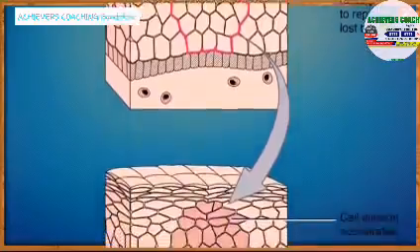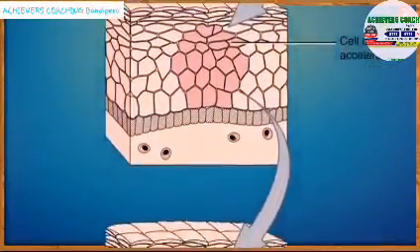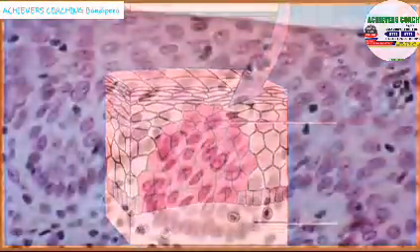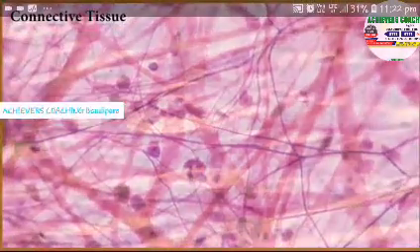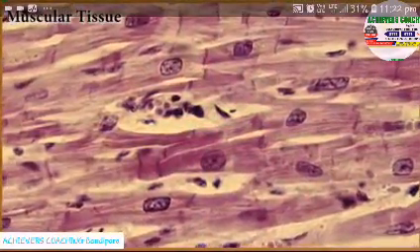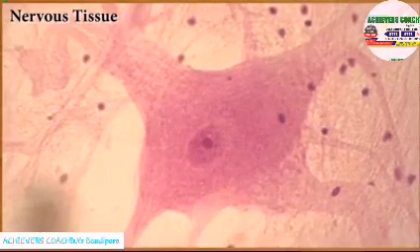On the basis of the functions they perform, we can think of different types of animal tissues, such as epithelial tissue, connective tissue, muscular tissue, and nervous tissue.